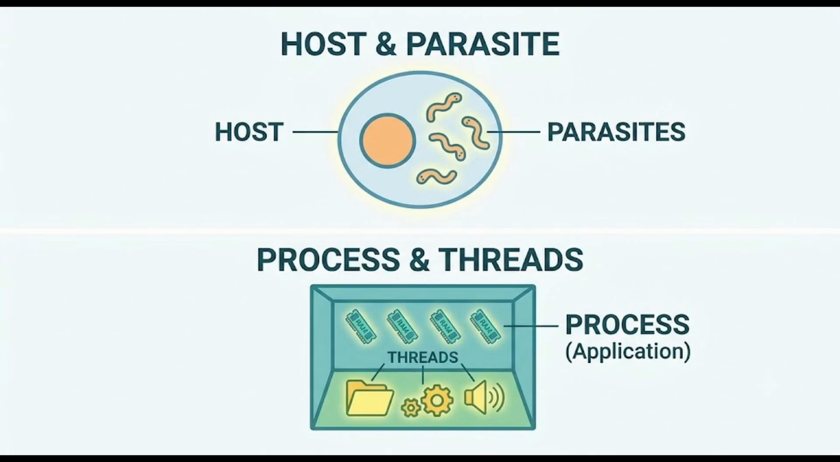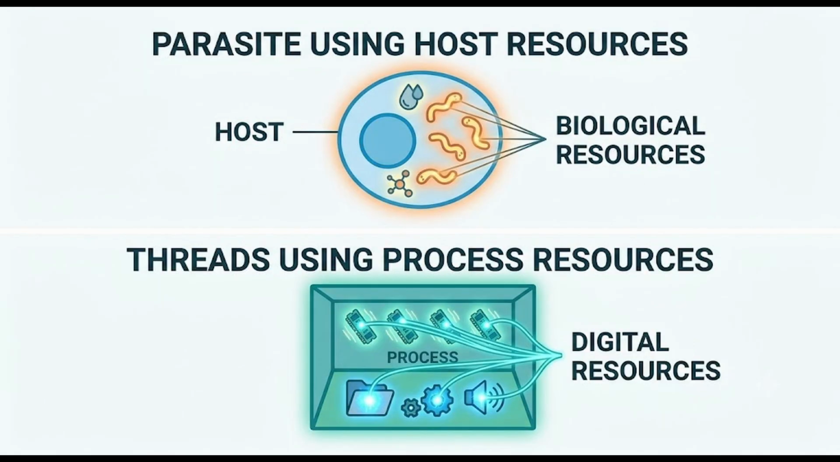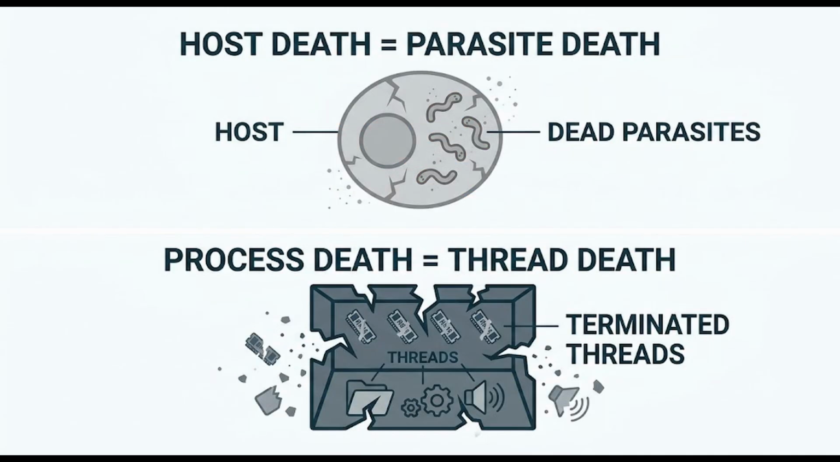Ultimately, think of a thread like a parasite. The parasite uses the resources of the host to survive. The threads use the resources of the process to run the application. If the host dies, the parasite dies too. If a process dies, all of its threads die instantly.